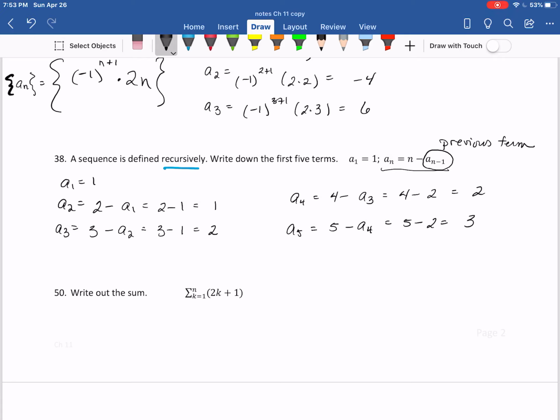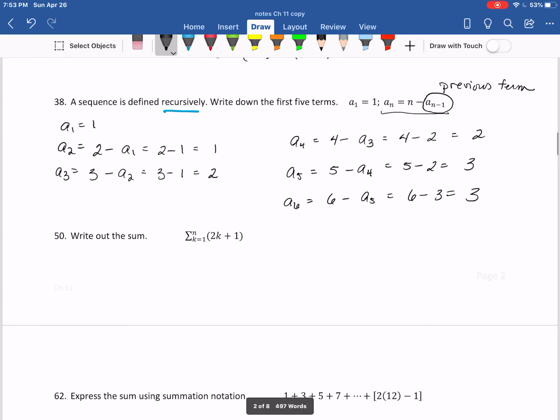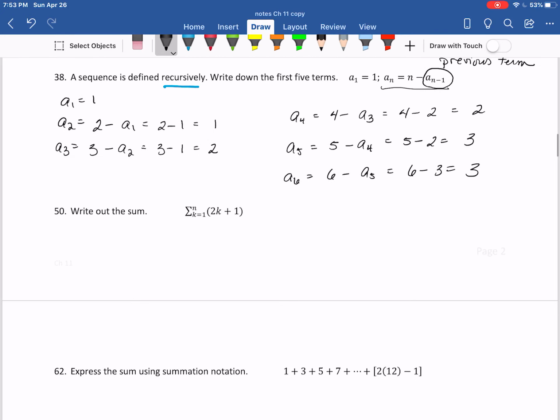And just so we understand, let's do one more for fun. So the sixth term would be 6 minus whatever I got for the fifth term, and that means 6 minus 3 equals 3. And so I actually did 6 terms for this particular sequence.